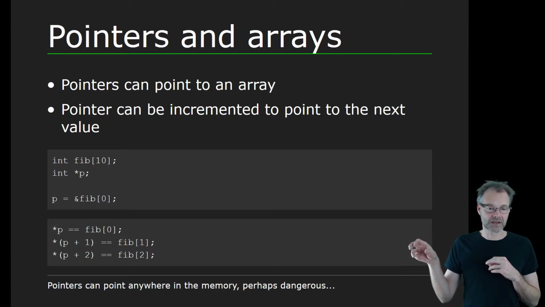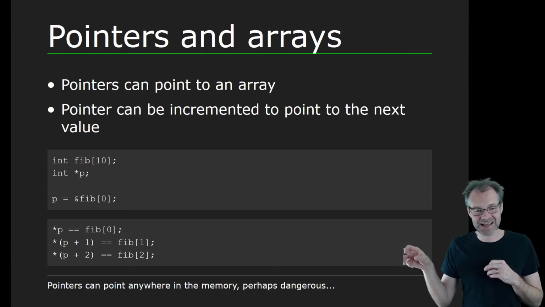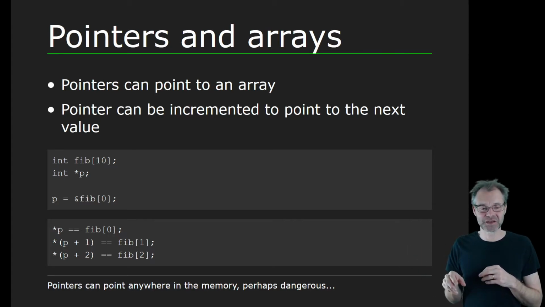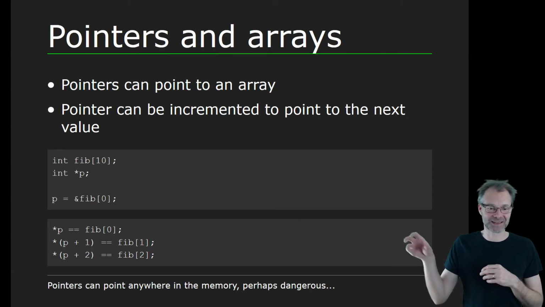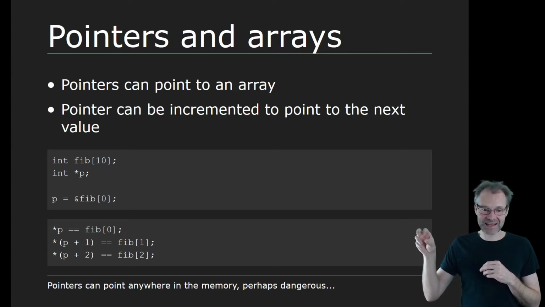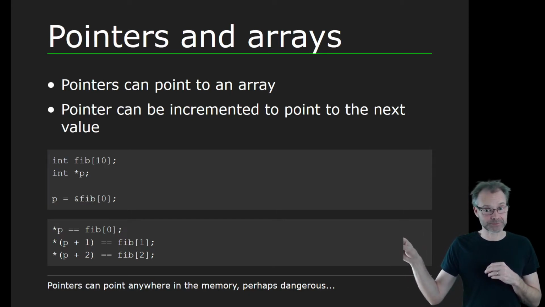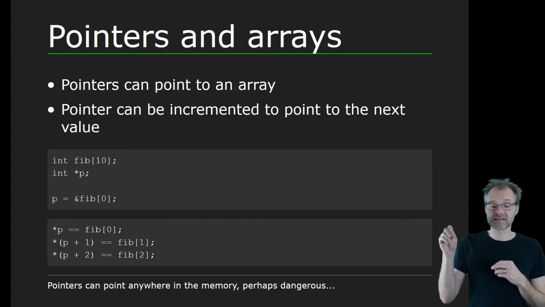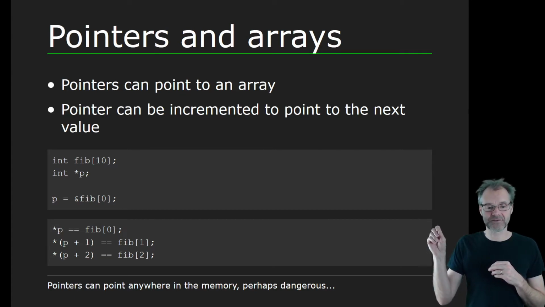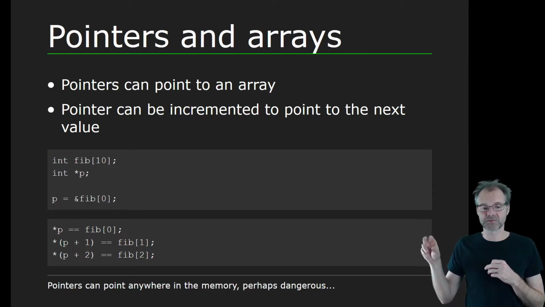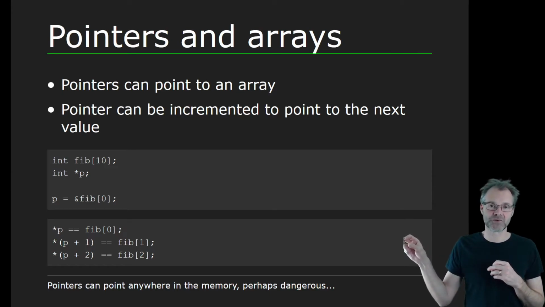And then I can do arithmetics. I can calculate with my pointer, increment, decrement. So when I see P plus 1, that is the next position in line. So it jumps one integer ahead in the memory. In this case, that will be the exact same thing as fib[1]. And then when I do P plus 2, that would be the same thing as fib[2].